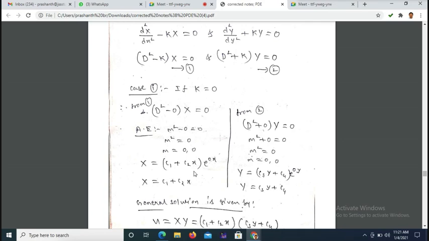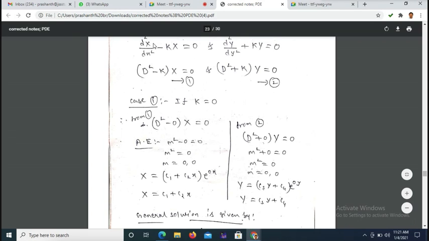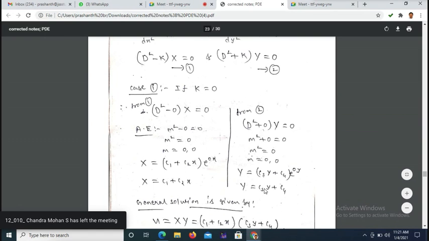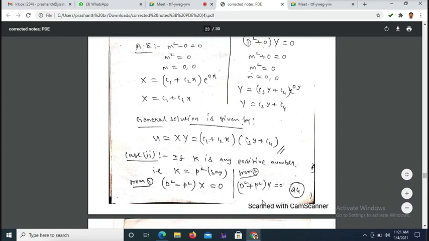Given c1 plus c2x into e power 0x, c3y plus c4 e power 0y. Why have I taken y? Because y is outside; it is a derivative with respect to y. Here the derivative is with respect to x. Here c3y plus c4, or else you can write c3 plus c4y into e power 0y. So what is the general solution? u is equal to xy. Here x, here y. This is the general solution.